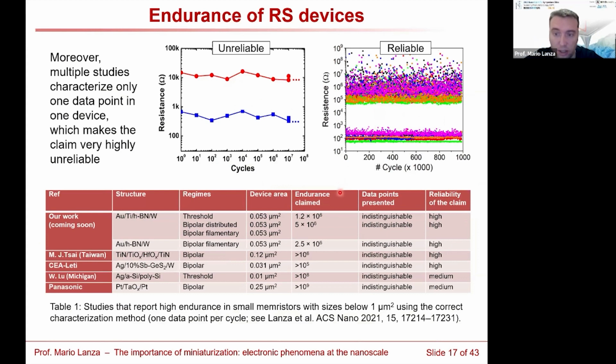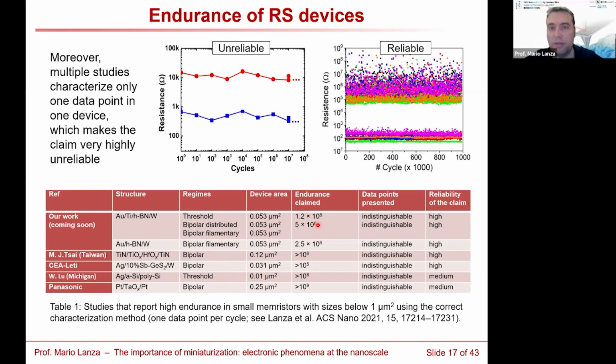So if we take into account only papers that use this method, and that use a very small device area, now we find very few articles promise you more than 1 million cycles, you see. And here we have one that is strikingly high, but this is a threshold type resistive switching. It's a little bit different. For bipolar, you see, very few papers promise you more than 1 million cycles, okay?